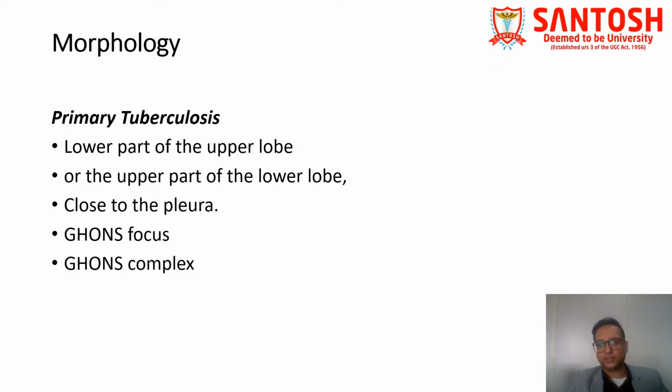Now coming to the morphology, meaning the appearance of tuberculosis. In primary tuberculosis, usually the lower part of the upper lobe or the upper part of the lower lobe can be involved, and normally the lesions that are formed, that is granuloma, are close to the pleura. Then there is formation of Ghon's focus and Ghon's complex.